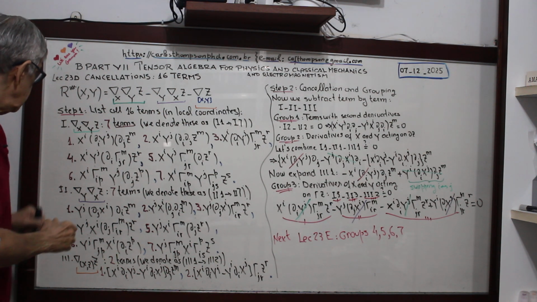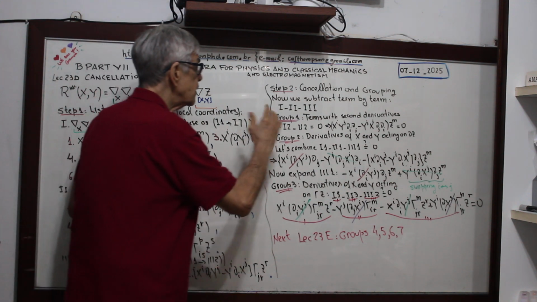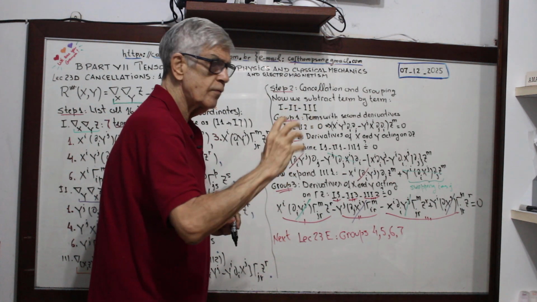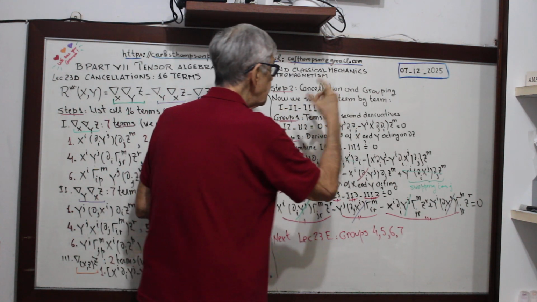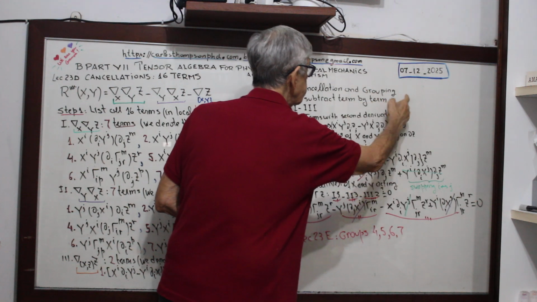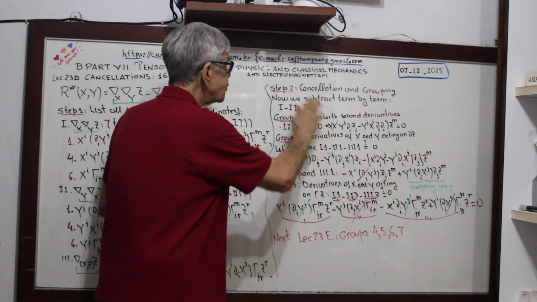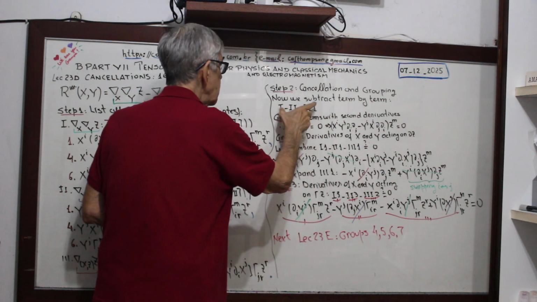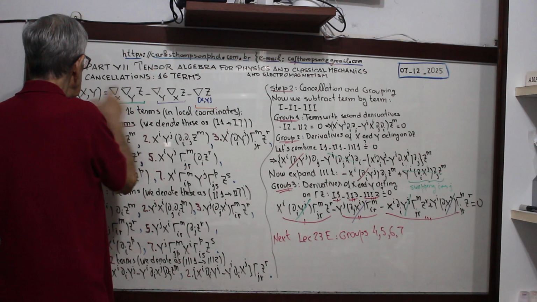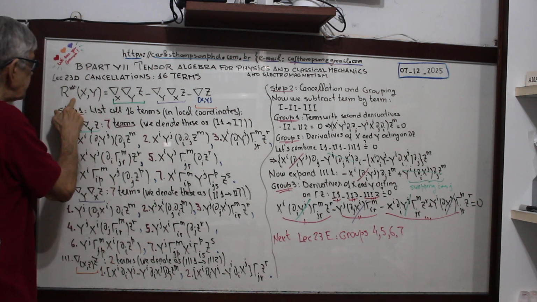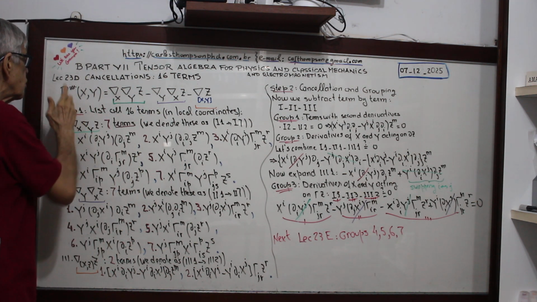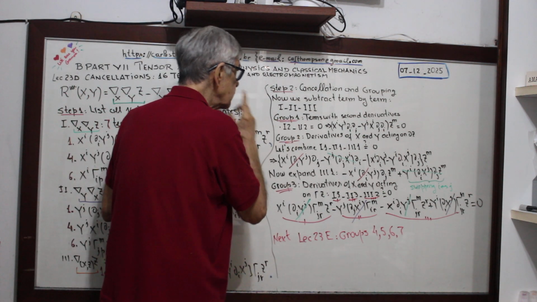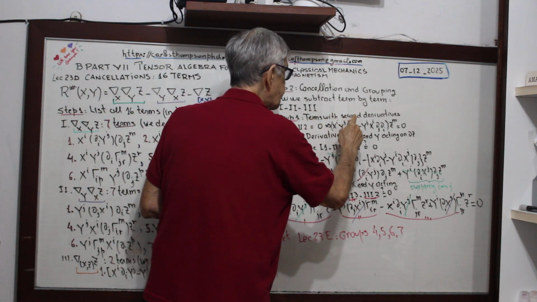Now, let's move to step 2, cancellation and grouping. We will have the cancellation and, in parallel, we will group. So now we subtract term by term: 1 minus 2 minus 3, which corresponds exactly to the definition of the Riemann curvature. Then group 1, terms with second derivative.